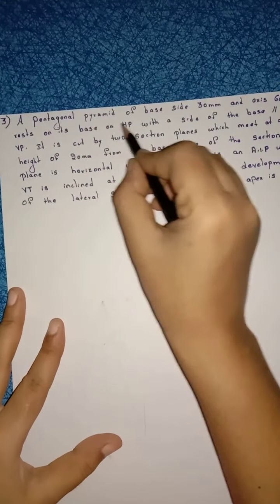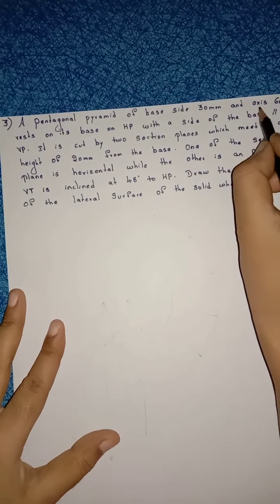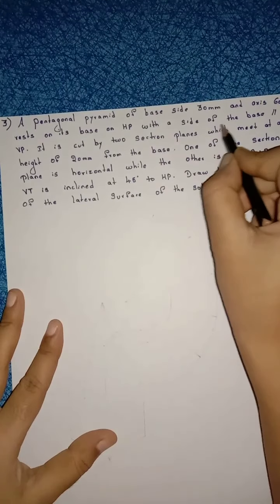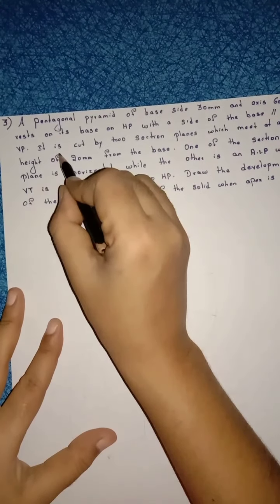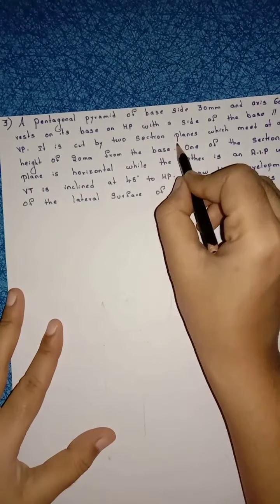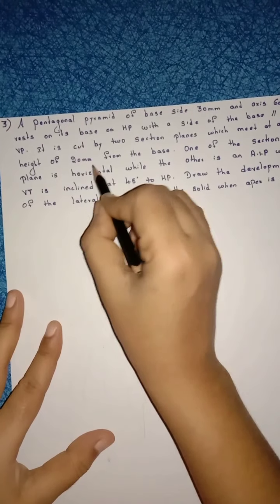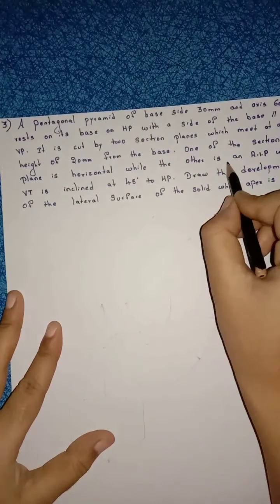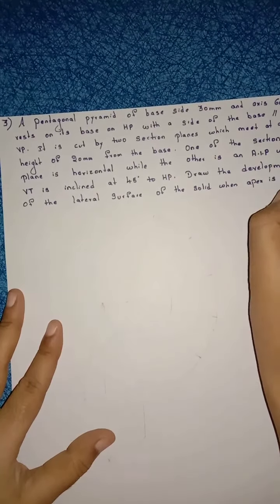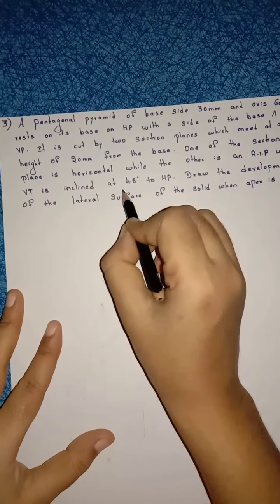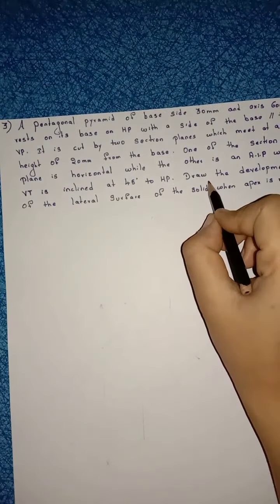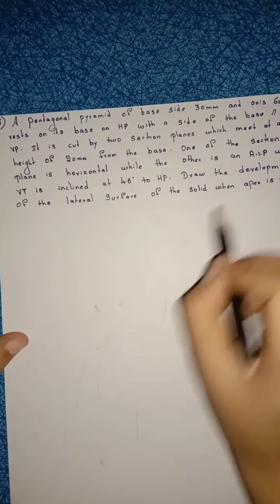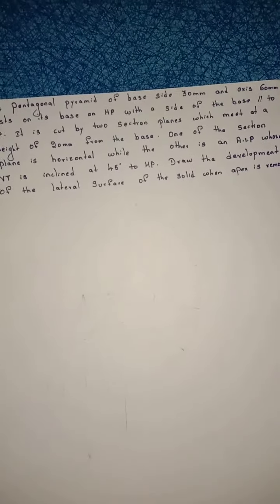A pentagonal pyramid of base side 30 mm and axis 60 mm rests on its base on HP with a side of the base parallel to VP. It is cut by two section planes which meet at a height of 20 mm from the base. One of the sectional planes is horizontal while the other is an auxiliary inclined plane whose vertical trace is inclined at 45 degrees to HP. Draw the development of the lateral surface of the solid when the apex is removed. Right, so this is your question.